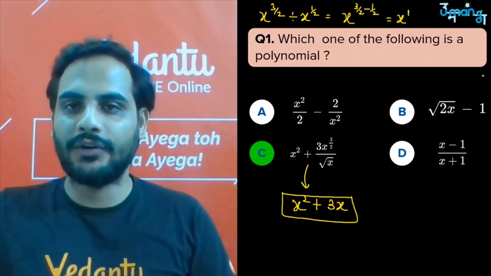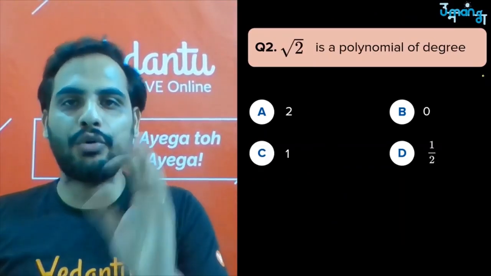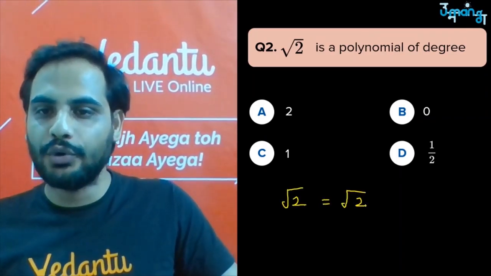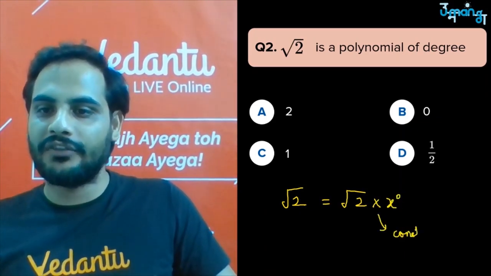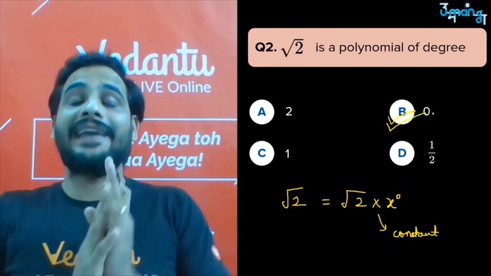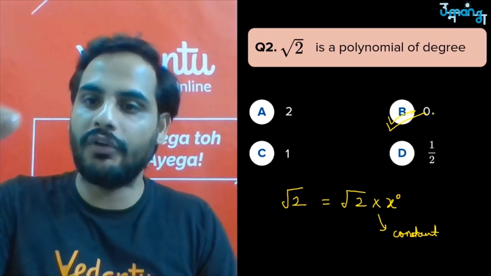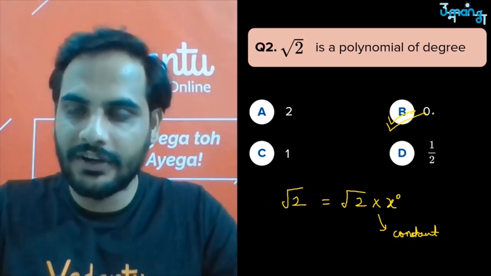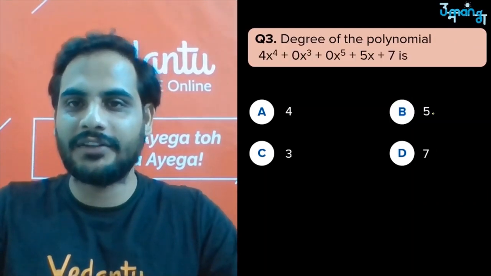Got it? Let's go for the second question. Root 2 is a polynomial of degree. Now root 2 is a constant number. So I can write root 2 as root 2 into x raised to the power 0. It means it is a constant polynomial, and constant polynomial means degree is equal to 0. Any non-zero real number is a constant polynomial. So option B is your correct answer here. Let's go for the third question.